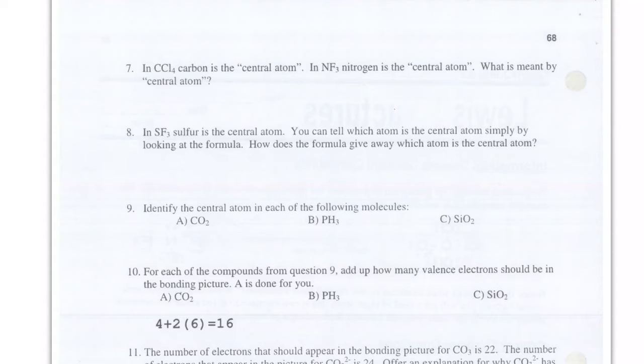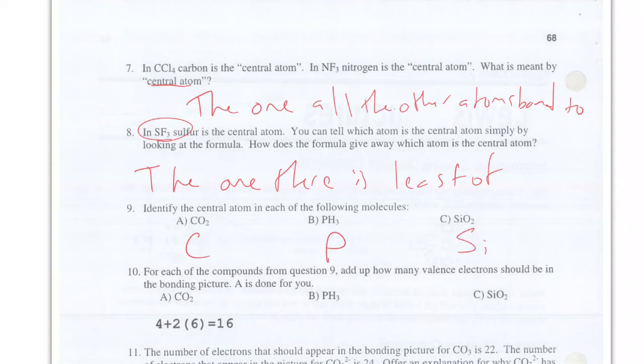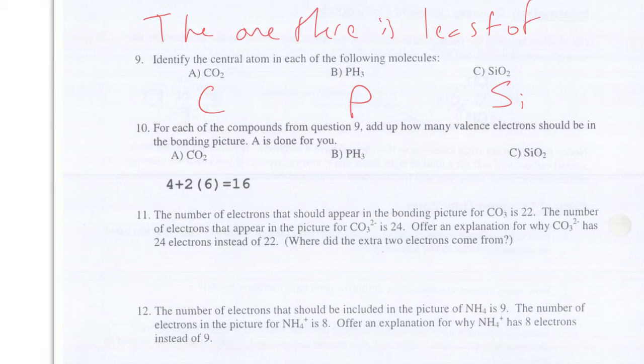Okay, so what is meant by the central atom? It's the one in the middle, the one all the other atoms bond to. Sulfur is the central atom in SF3. You can tell which atom is the central atom by simply looking at the formula. It's usually the one there's the least of. So in these, carbon is the least, phosphorus is the least, and silicon is the least, and that is the central atom in every single one of those. It doesn't always work out that way, but for our purposes, it does.